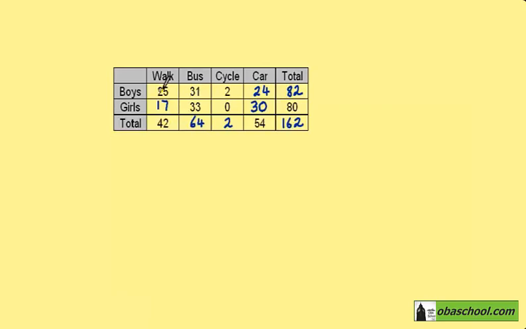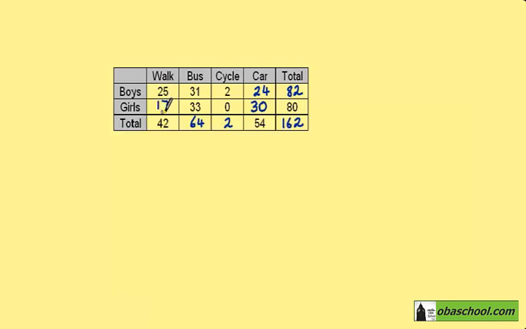Finally, we should always check all of our numbers in a two-way table. Adding the boys' row does give us 82. Adding the girls' row gives us 80. Adding this column here, 82 and 80, does give 162.